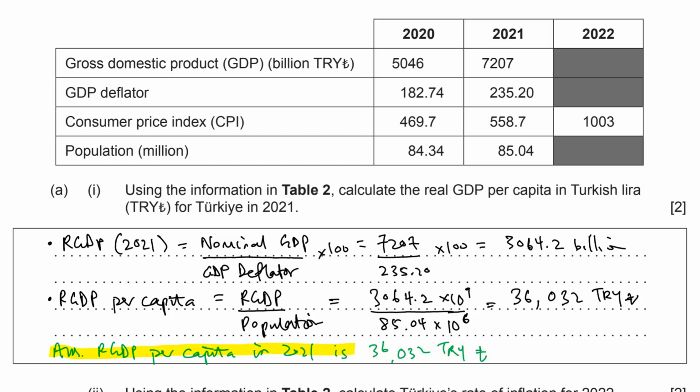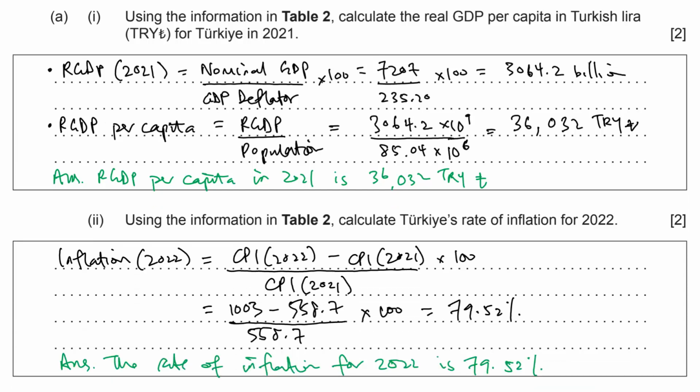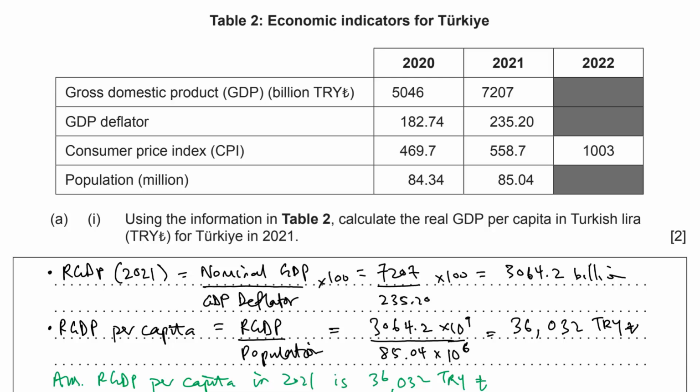Okay, so just as I mentioned, the only tricky thing to be aware of is converting those billions into millions. Okay, let's move on to the next bit. So in part 2, we've been asked to use the information in table 2 to calculate Turkey's rate of inflation for 2022. Okay, so to get inflation, we essentially take the percentage change in the CPI.